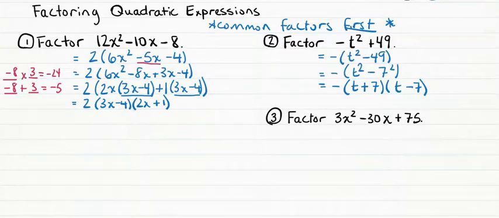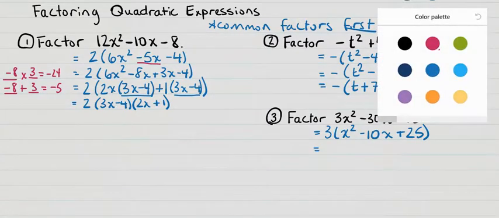For number 3, factor 3x squared minus 30x plus 75. Again, I'm going to look for common factors first. It's very important. It makes the rest of your work easier to factor. So I see here that all of these terms have a common factor of 3. So if I divide each term by that common factor of 3, I'm left with x squared minus 10x plus 25. Okay. So here, this is a simple trinomial.